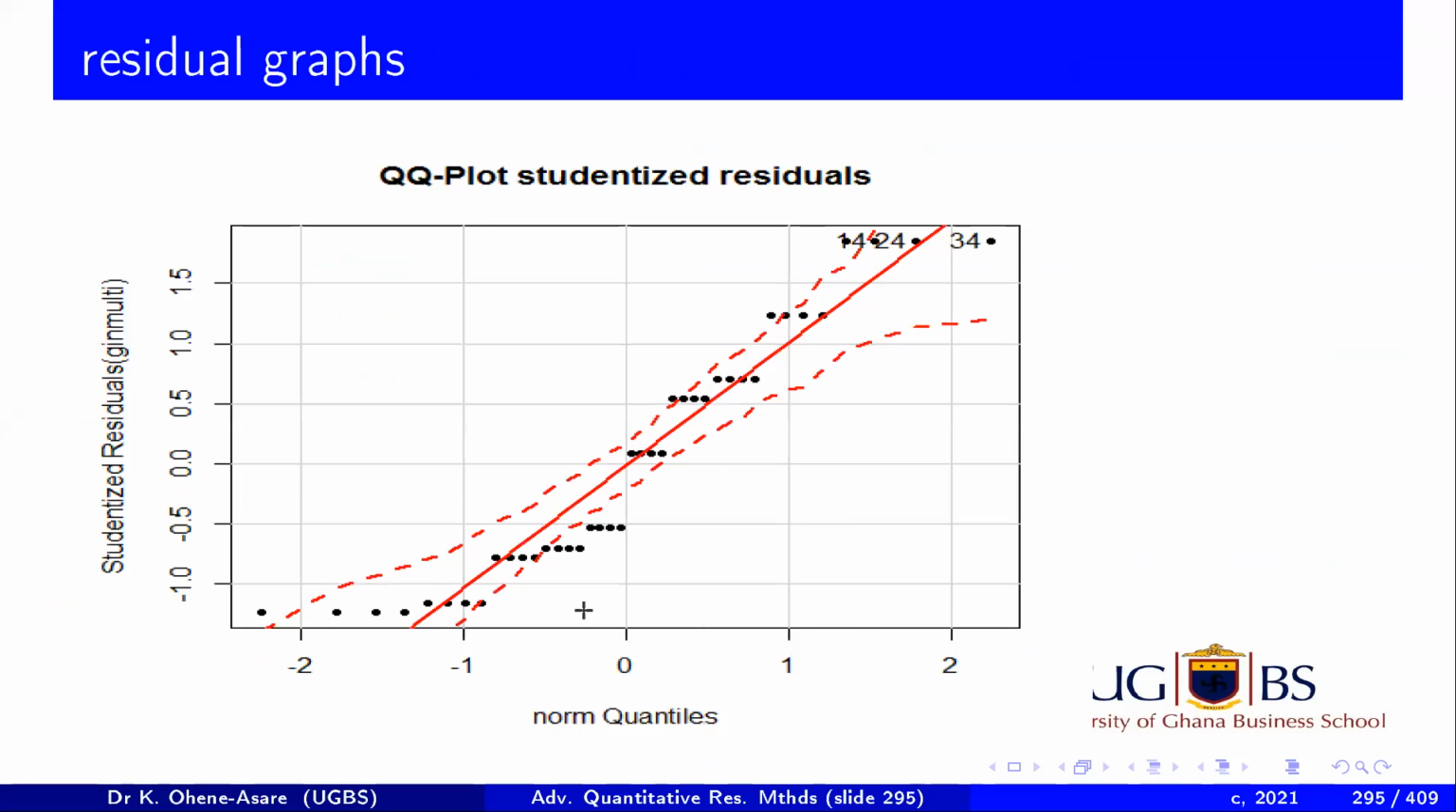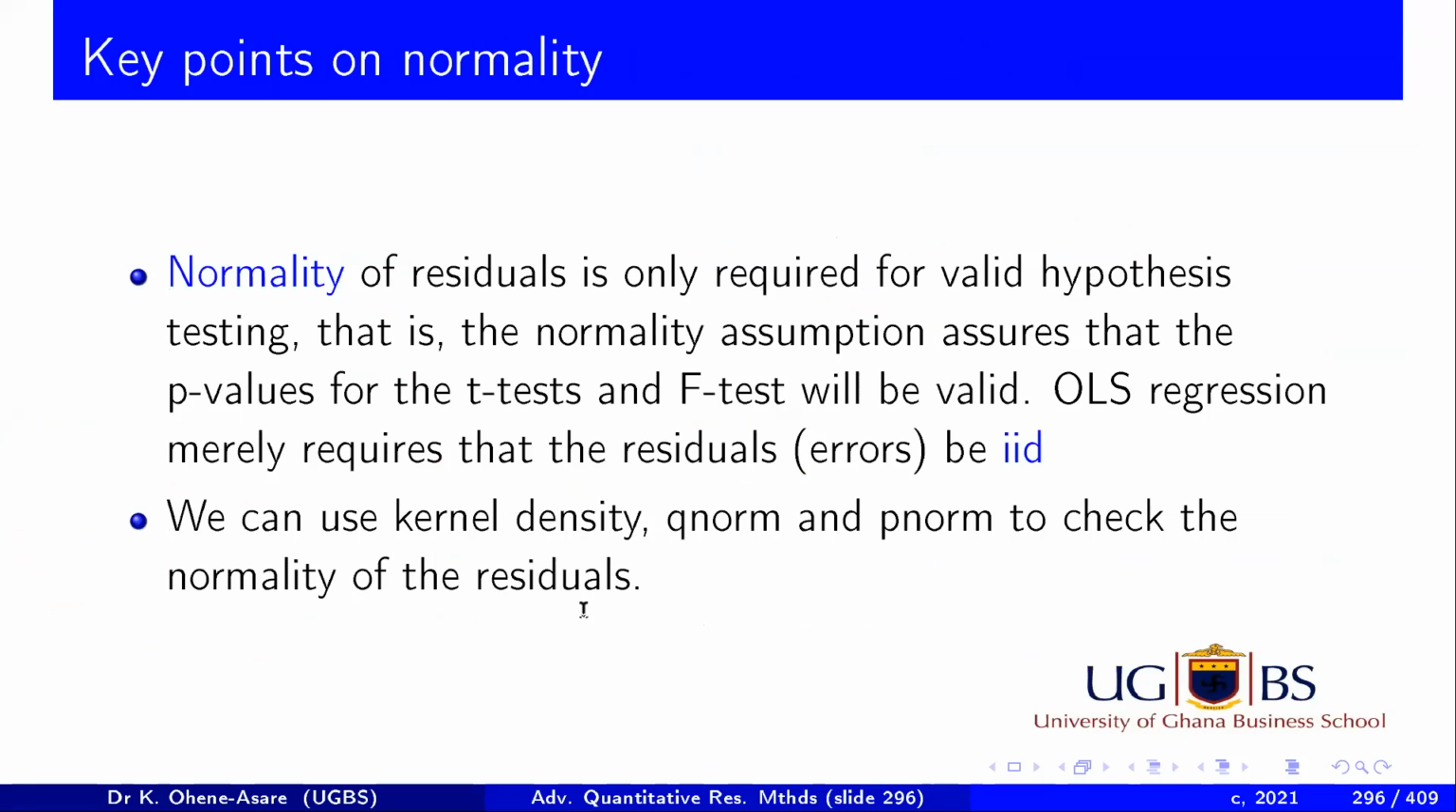Once again, when we get to heteroscedasticity, we'll use it to handle the situation. But the key point about normality is this: normality of residuals is only required for valid hypothesis testing. In other words, the normality assumption assures that the p-values of the t-test and the f-test will be valid.